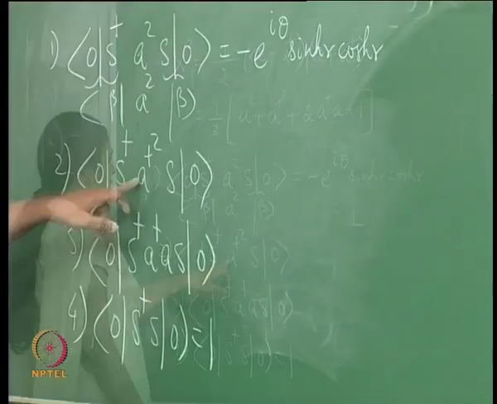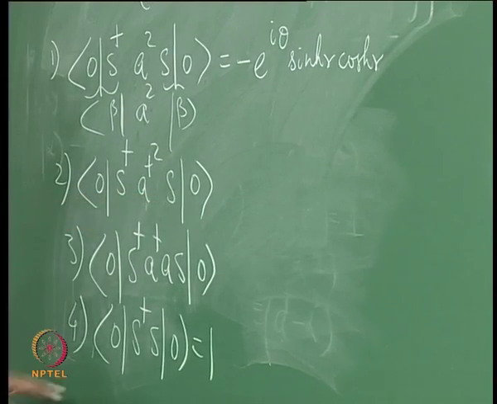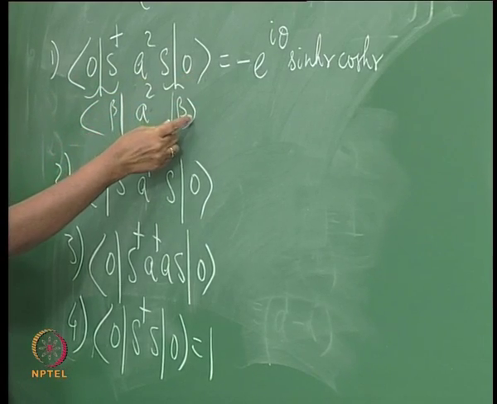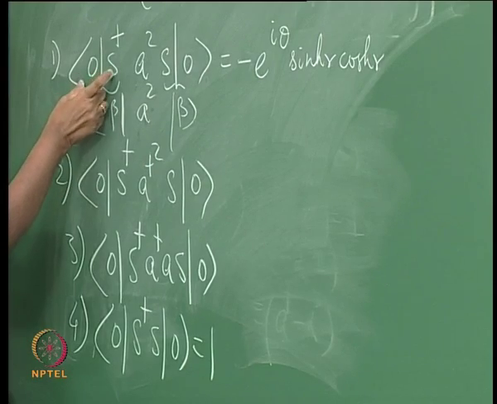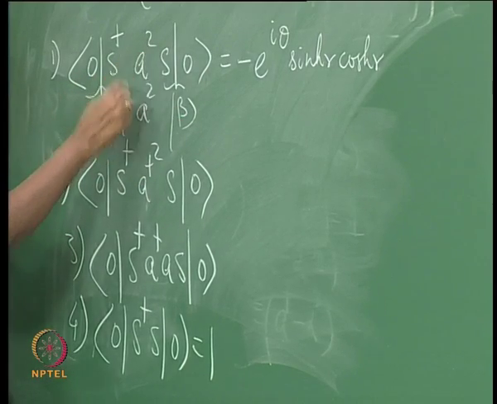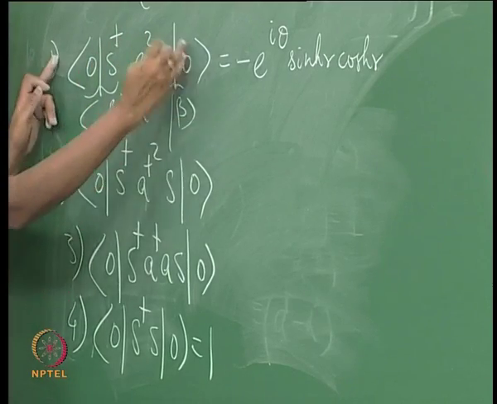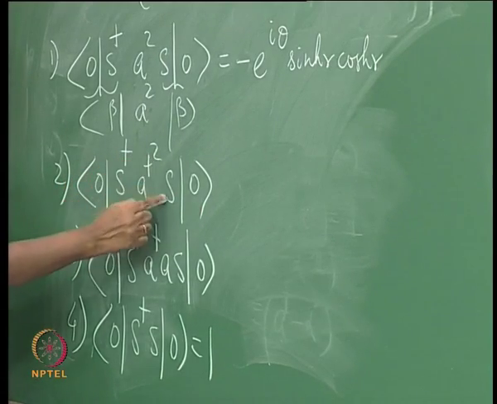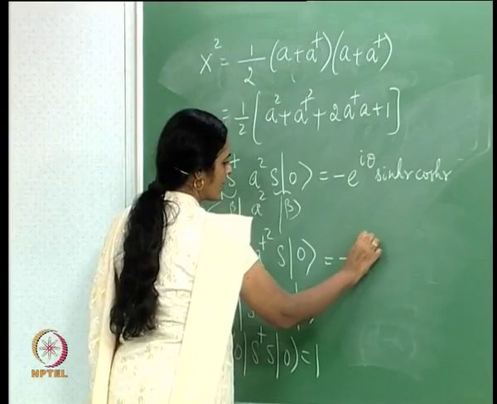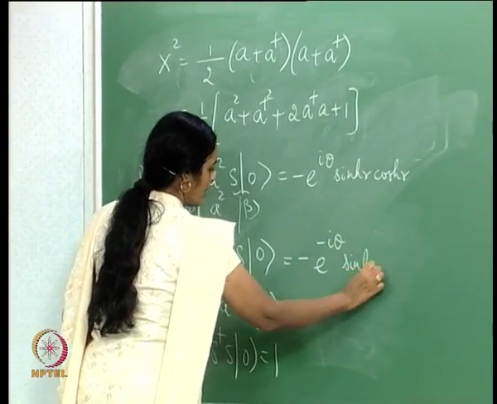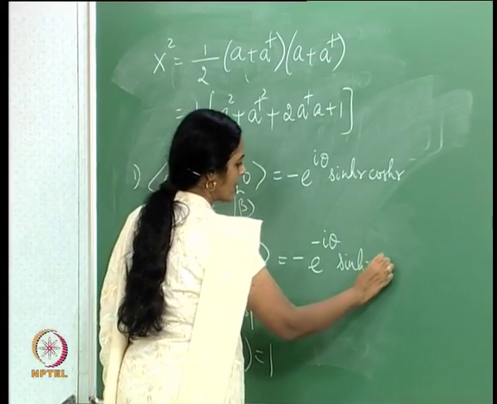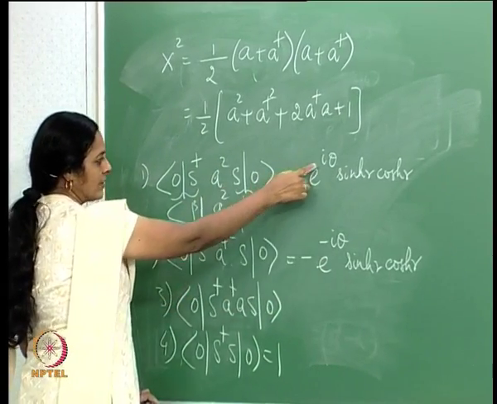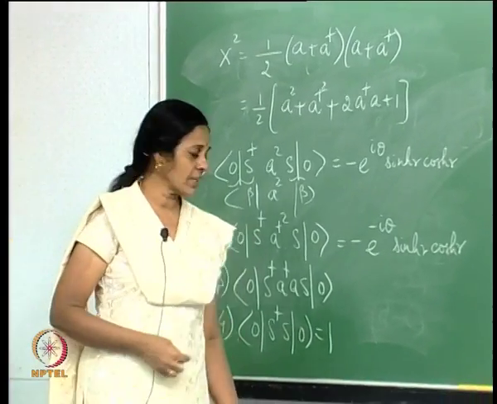I need to now find out A dagger squared S 0. Now, suppose I took the dagger of this object, ket beta would become bra beta, bra beta would become ket beta, and A squared would become A dagger squared. So, I simply need to take the dagger of this object in order to find out what is bra 0 S dagger A dagger squared S ket 0, and therefore, I get the answer in this case to be minus e to the minus i theta sin hr cos hr. The difference is here, where I had e to the i theta in the first case, I have e to the minus i theta in the second case.